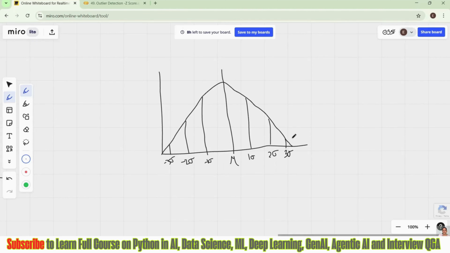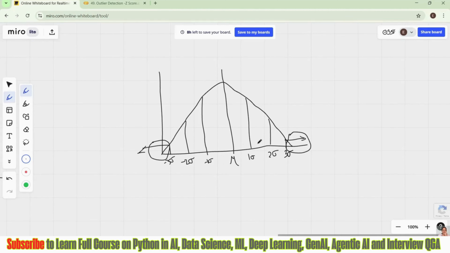So anything from this side or this side, if the data points are coming anything beyond this point or beyond this point, that is what we detect. We have talked about so many things in our statistics, and this is the whole idea, guys.